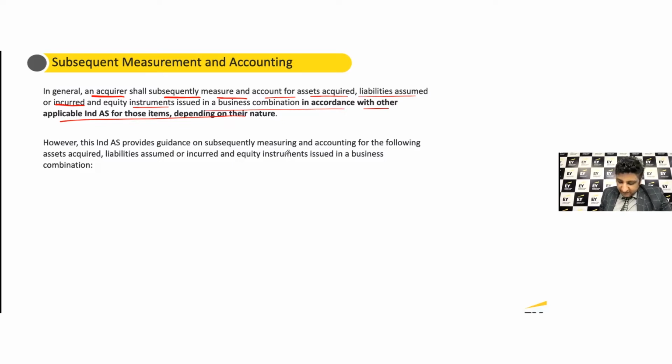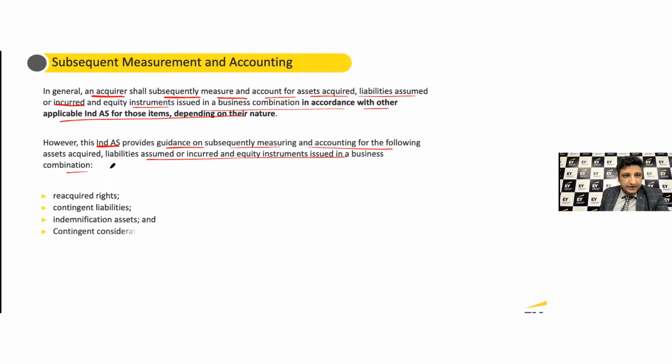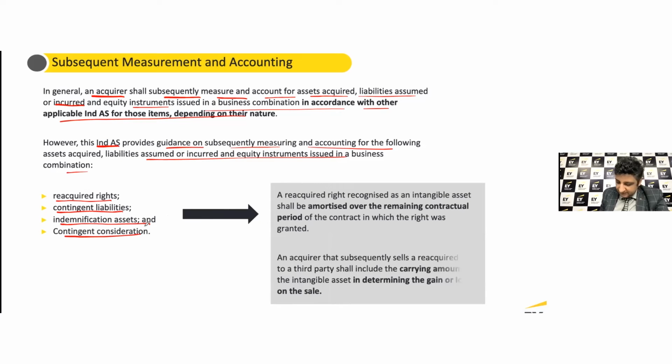But then there are specific items for which Ind AS 103 is applicable, and accordingly need to treat them on the same basis, right? It would be confined to, for example, the reacquired rights or contingent liabilities or indemnification assets or contingent consideration as well. For example, if there's a reacquired right, then it is recognized as an intangible asset and shall be amortized over the remaining contractual period, right?